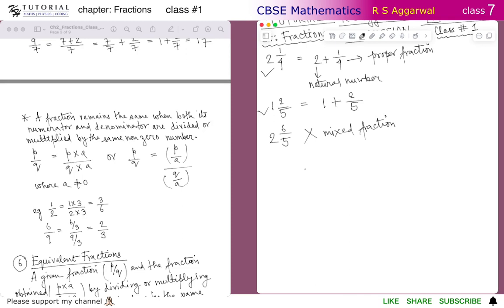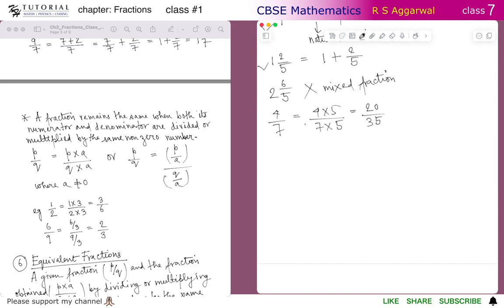So for example, I can say 4 by 7 is equal to, I can multiply both 4 and 7 by the same non-zero number, let's say 5. I can do this and they will be the same fraction, and this becomes 20 by 35. So the fractions 4 by 7 and 20 by 35 are basically the same. They have the same value.